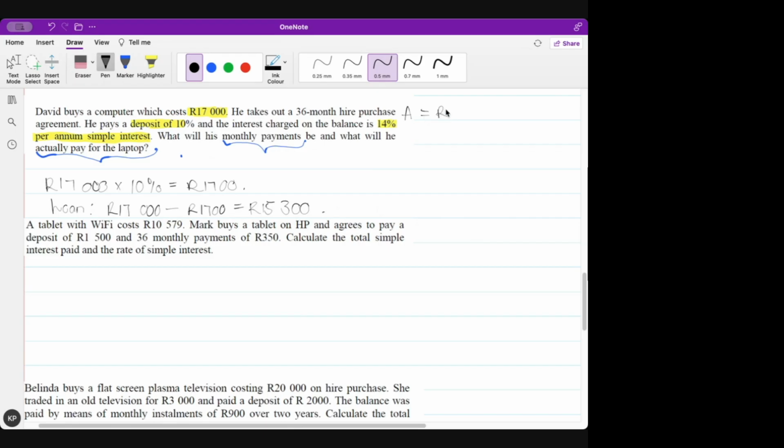So my principal is 15,300. I say 15 and I write 13. Anyone else's brain a fog? 15,300 times 1 plus the interest, which was what? 0.14 times 36 months, which is 3 years. Great. Anyone have an answer for me?